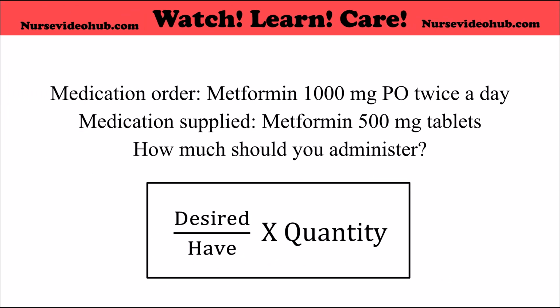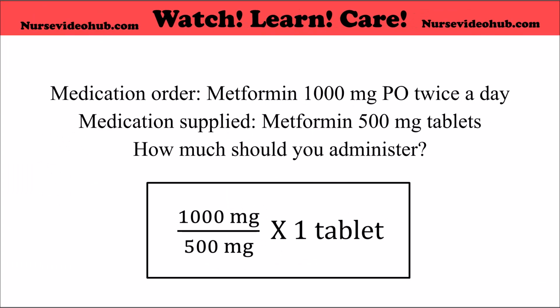Let's complete another calculation. The medication order is metformin 1000 milligrams PO twice a day. The medication supplied is metformin 500 milligram tablets. How much should you administer? The quantity or form of the medication is 1 tablet. Place that in the formula. The desired or prescribed amount is 1000 milligrams. Place that in the formula.